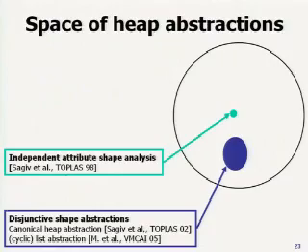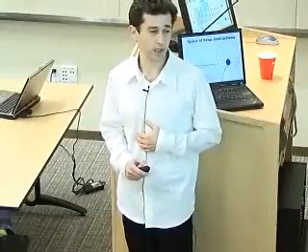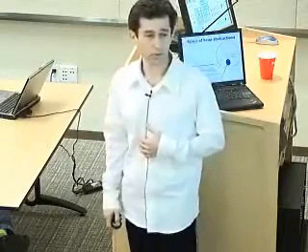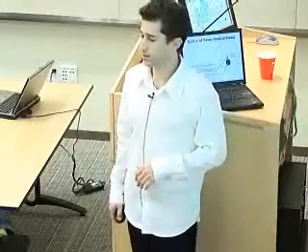So we can think about the space of all possible heap abstractions. Now I've shown you a simple example of a disjunctive heap abstraction, and I've shown you an example of an independent attribute heap abstraction. And now I'm going to talk about connected component decomposition. I'm going to define it and apply it to this program and show that it's more precise, and using it we can verify this property for this program.